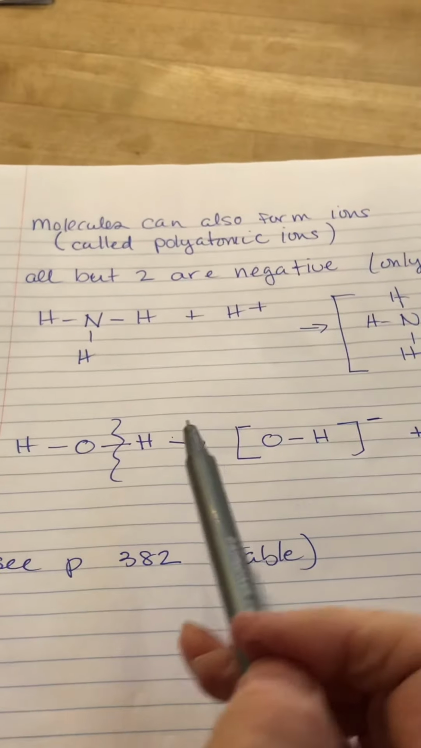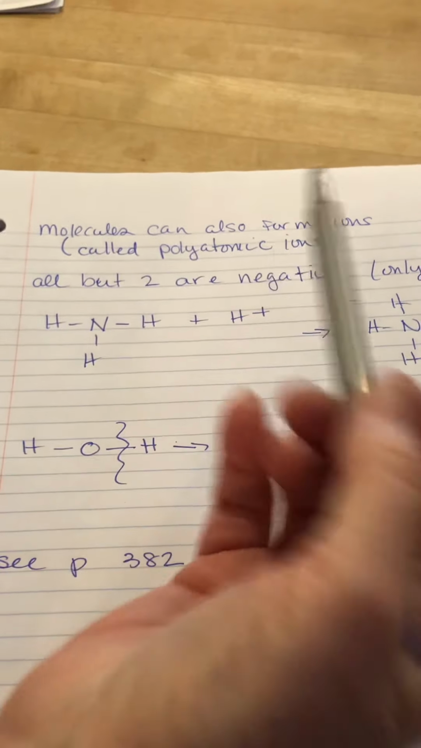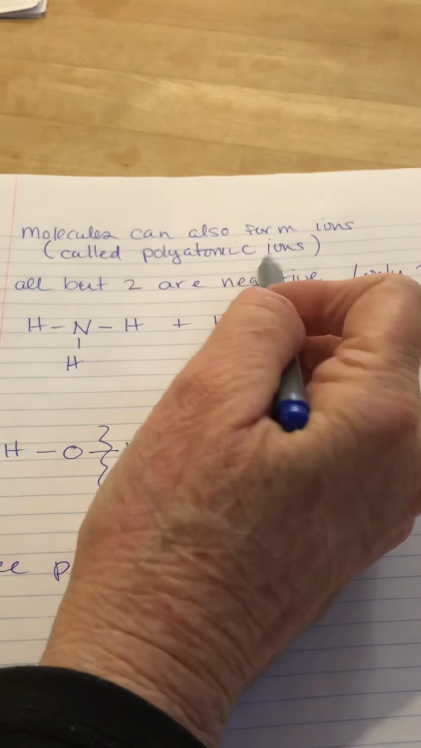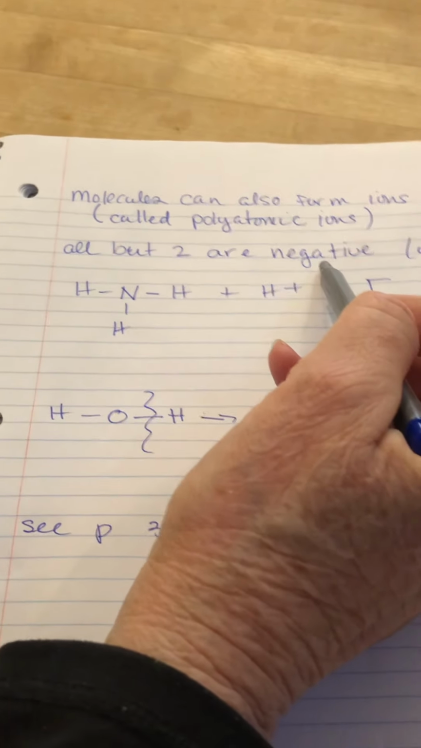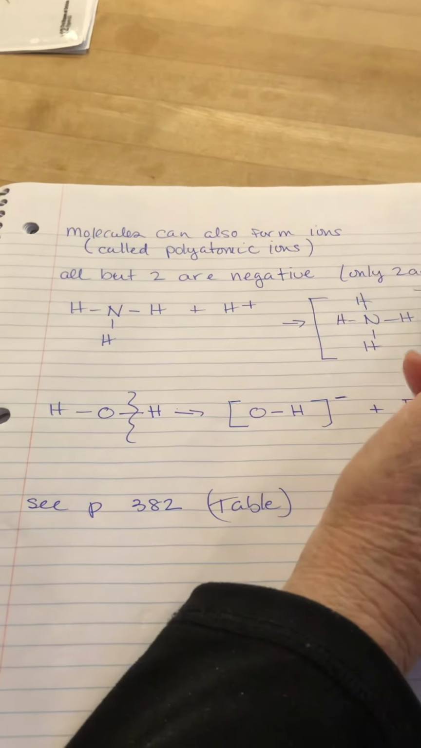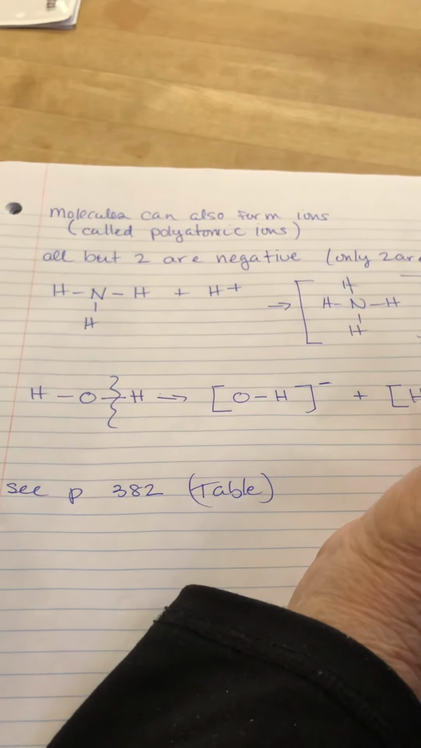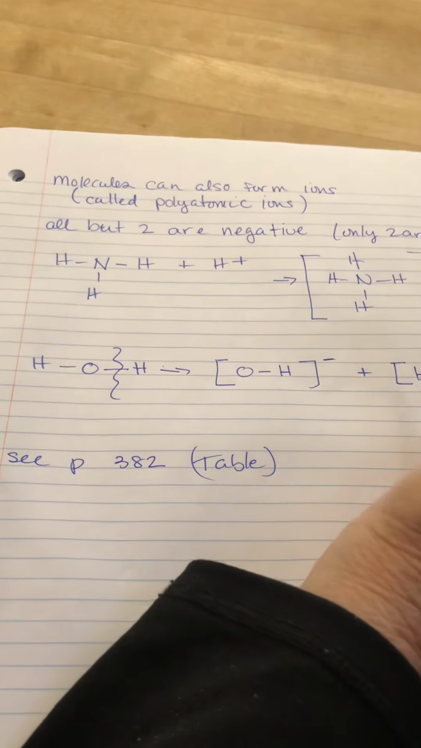And the last thing your book talks about, very briefly, is molecules forming ions. These molecules that form ions form what are called polyatomic ions, many-atom ions. All but 2 of them are negative, meaning only 2 are positive. And the very first example I thought of was one of the positive ones.